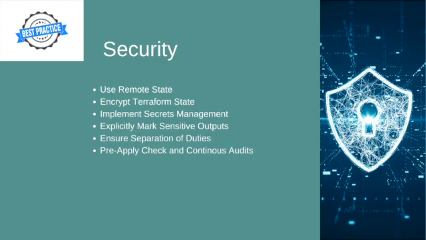Next, ensure separation of duties. Define clear roles and responsibilities among team members. Enforce access controls and separation of duties to limit unauthorized access and prevent a single point of failure. And finally, pre-apply checks and continuous audits. Run pre-apply checks to validate configurations and identify potential security risks. Implement continuous audits and monitoring to proactively detect and mitigate security vulnerabilities.